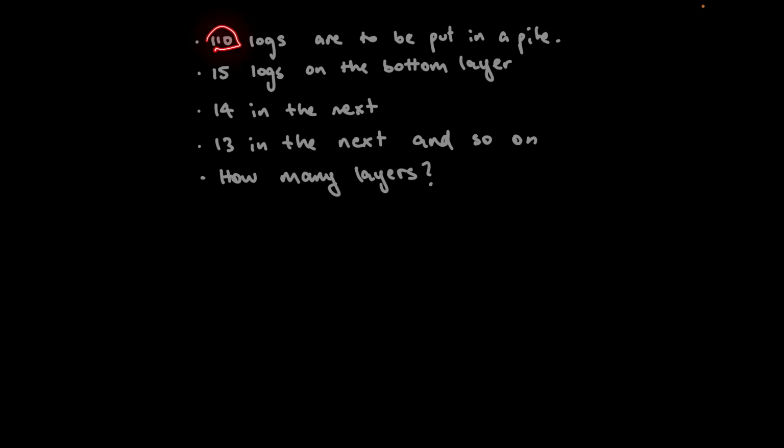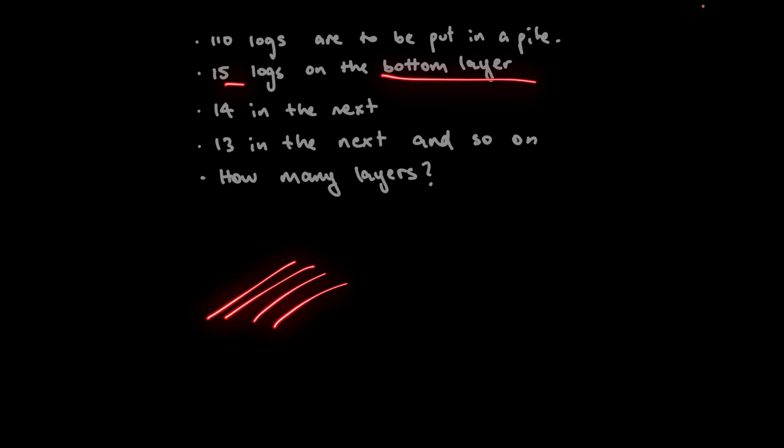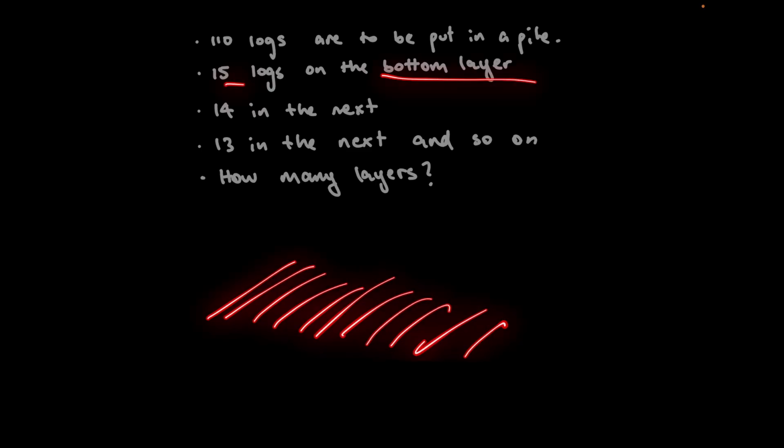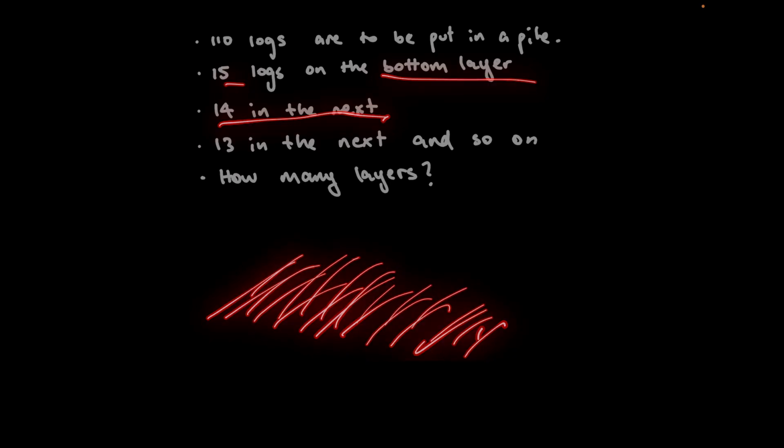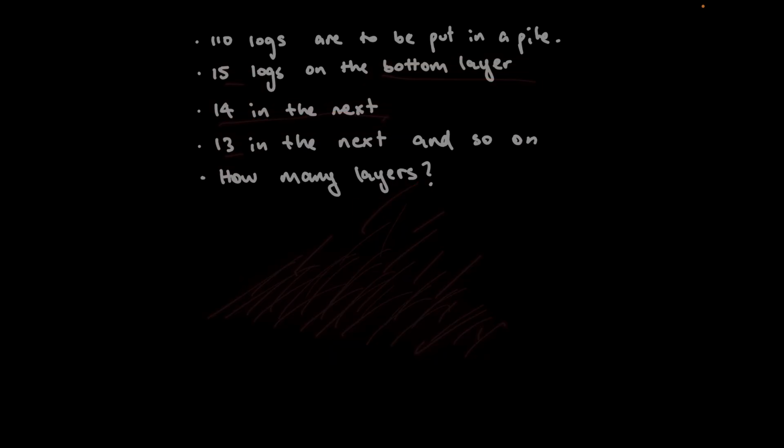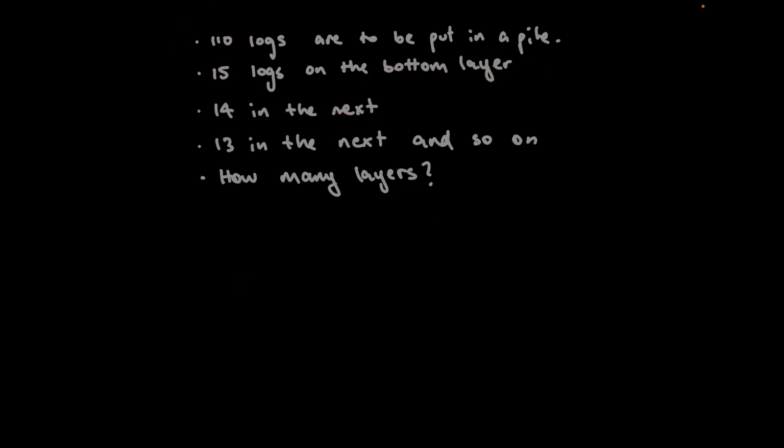So there are 110 logs in total, and they are to be put in a pile. There are 15 logs on the bottom layer, so you have 15 logs going across like this. And then you have 14 in the next layer, so 14 stacked on top of those 15. Then you have 13 on top of those, and it keeps going until you use up all your 110 logs. So how many layers will there be?